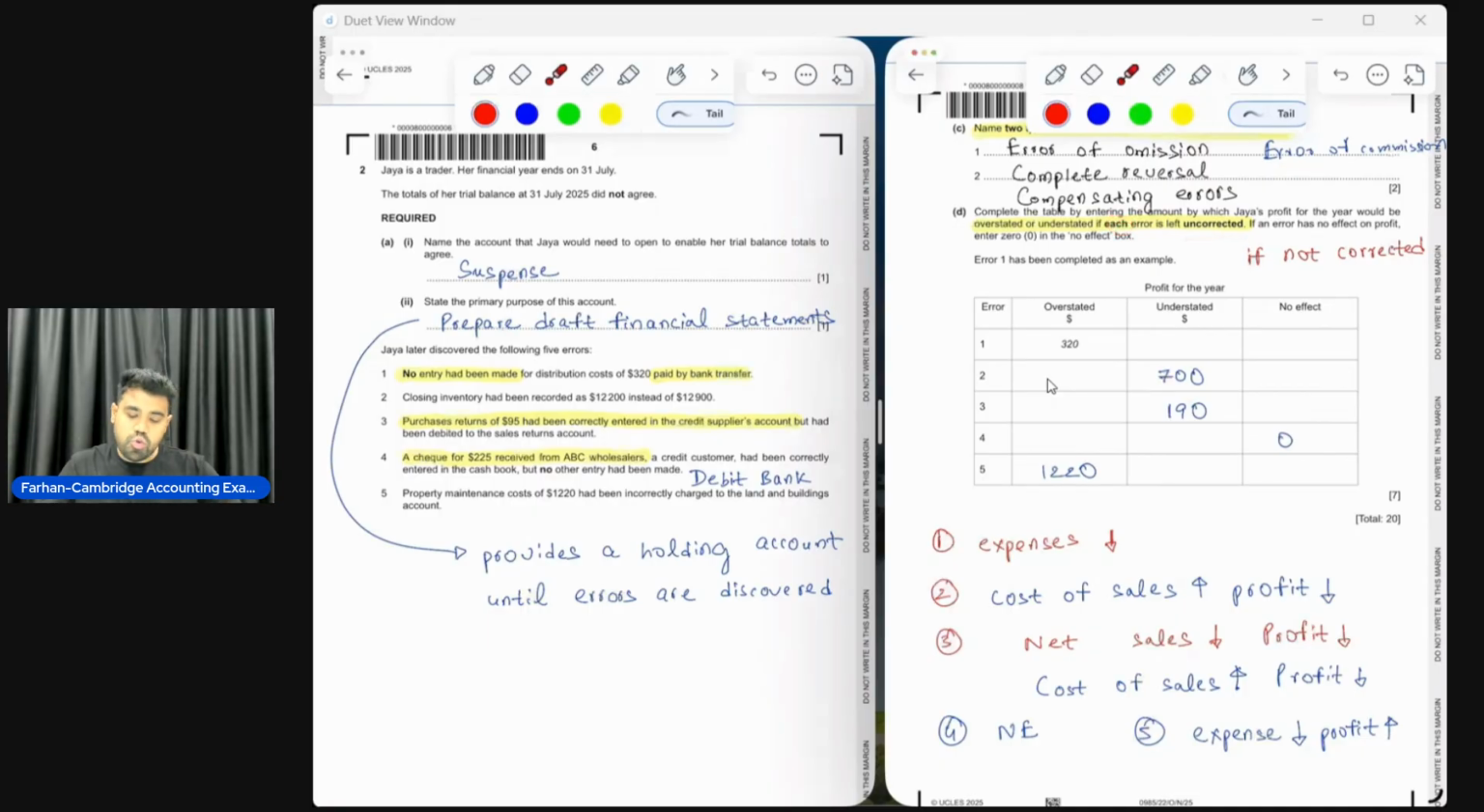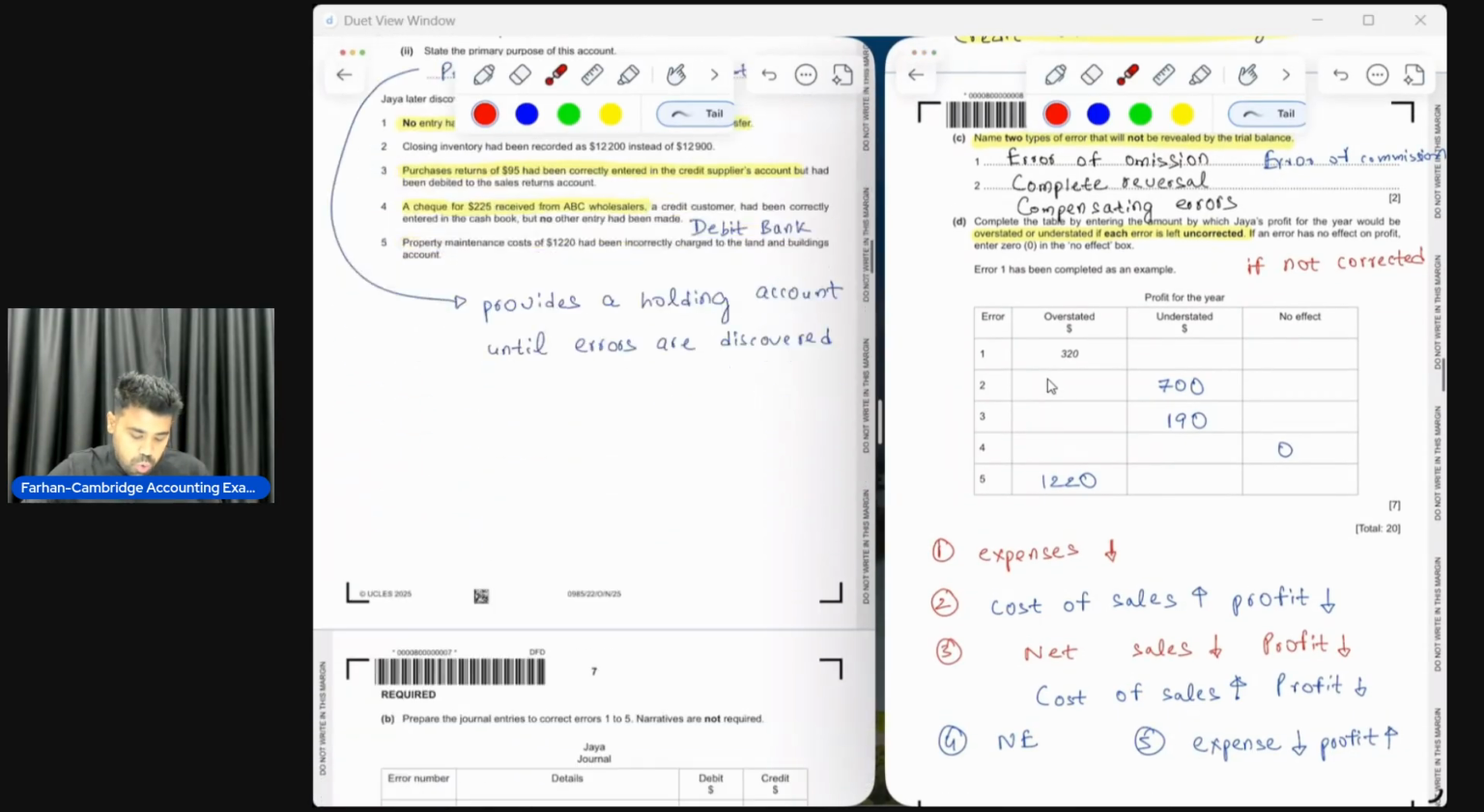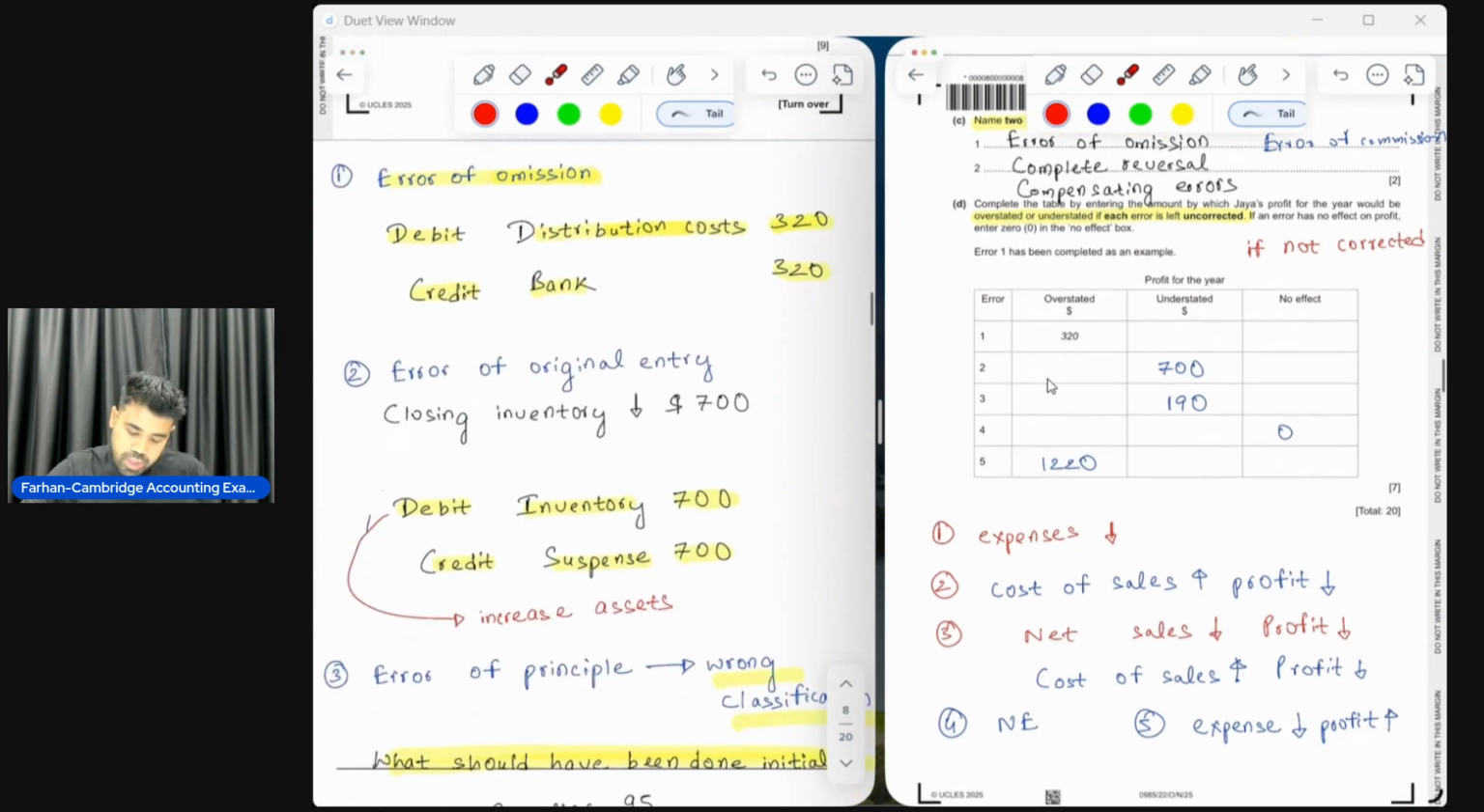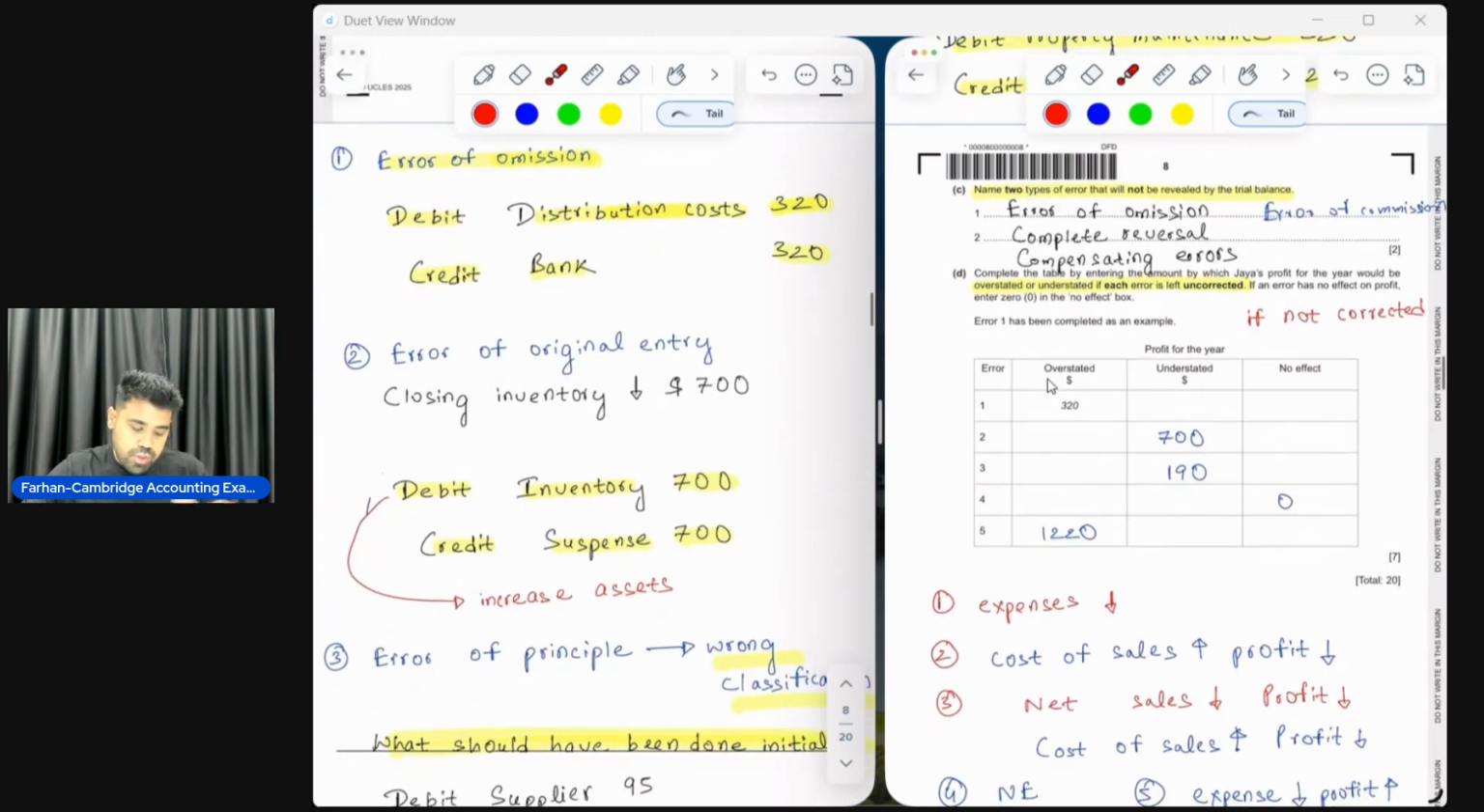So for us to correctly answer this question, we would have to go through the workings for the journal entries that we had originally made. Okay. Now, I'll just bring the workings up for what we had originally done. And I believe you remember the transactions which we talked about. So starting with the first error, which is an error of omission, distribution costs had been debited by 320 as part of the correction. So if we didn't fix this, we would be understating our expenses, right?